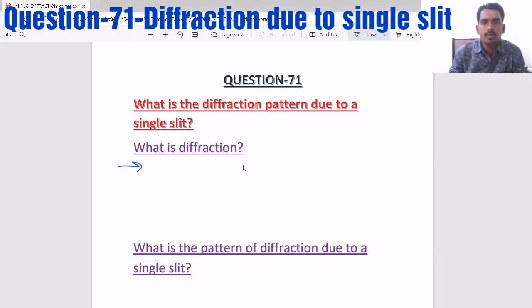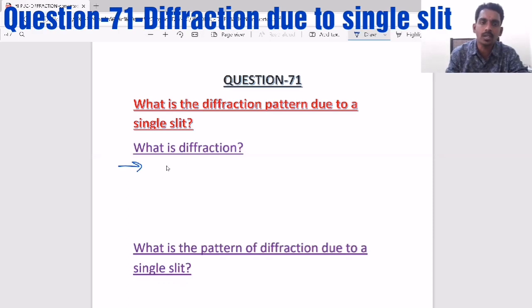Now we are going to study question number 71, which is all about diffraction. It is similar to interference, Young's double slit experiment, and the theory is the same, but here it is due to a single slit. There were two slits in Young's double slit experiment, and if you close one of them, the pattern we get is called the diffraction pattern. Then the phenomenon is called diffraction.